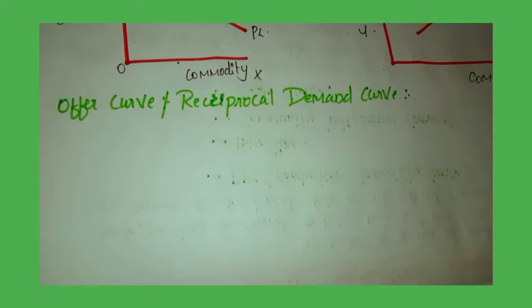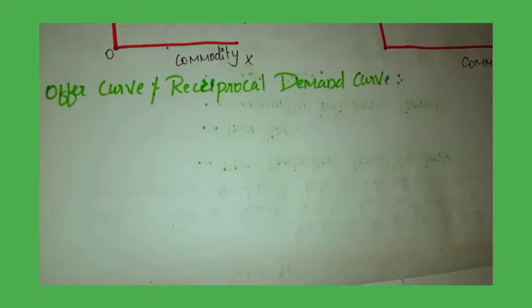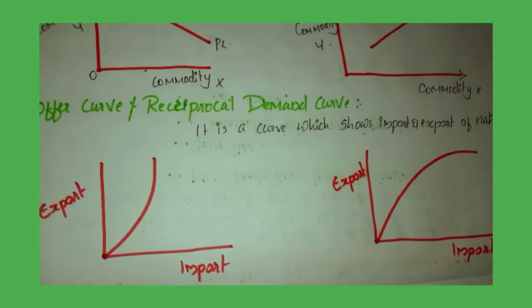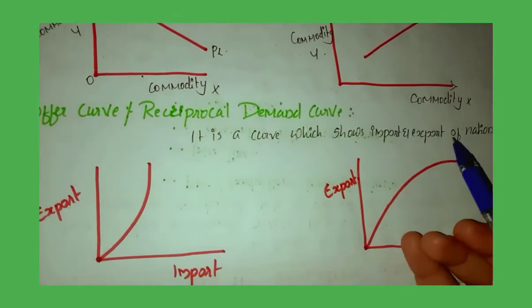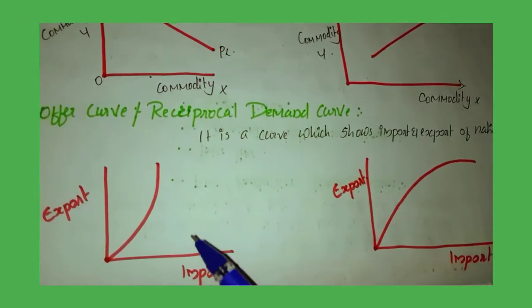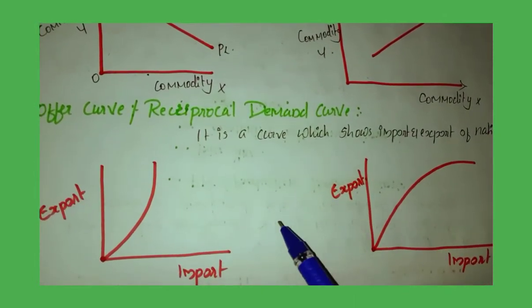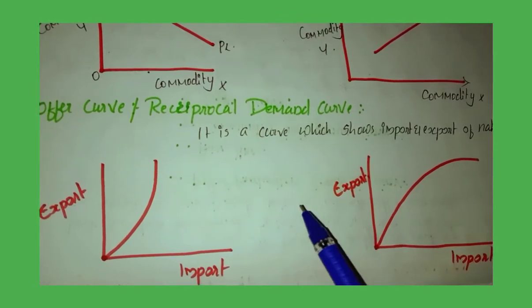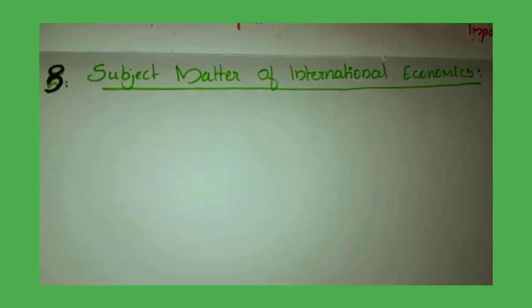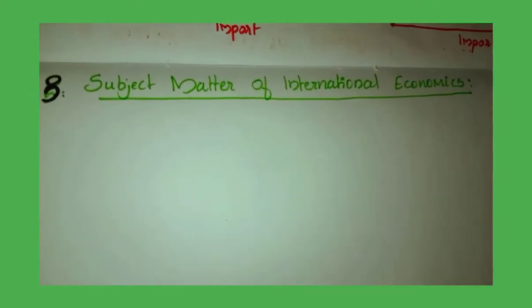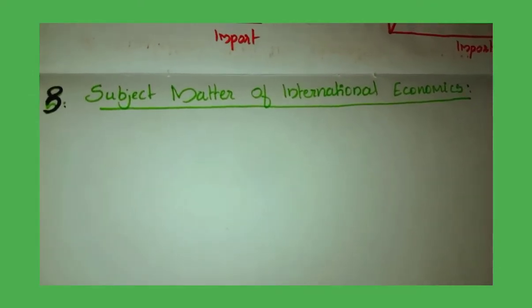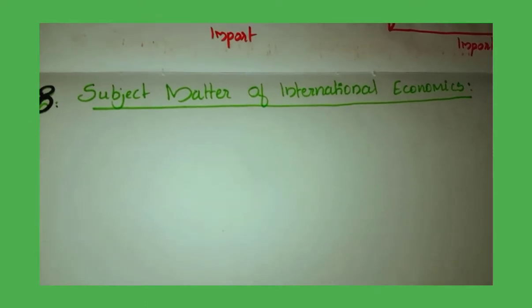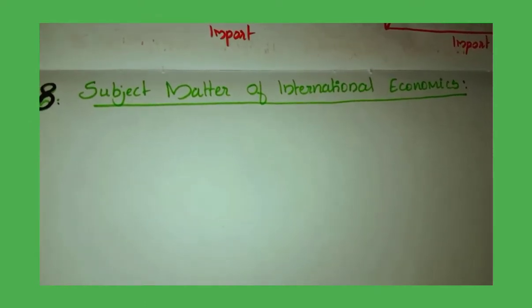The final analytical tool is the offer curve or reciprocal demand curve. The offer curve is a curve which shows the import and export of a nation. This is the diagrammatic representation of the offer curve or reciprocal demand curve. In the introduction of international economics, we have seen the meaning of international economics and the analytical tools of international economics.